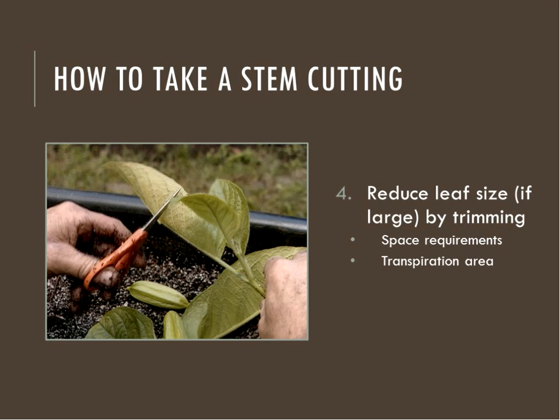Now you may be thinking, well, why don't we just pull all the leaves off? You do want to retain some part of the leaves just so that they can continue photosynthesizing and producing energy for that cutting. In addition, reducing the leaf size for some really large leaf species is going to help you fit more cuttings in the space that you have for propagating. So it's an important step.